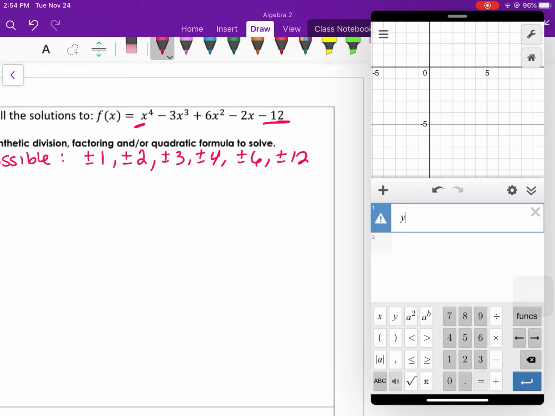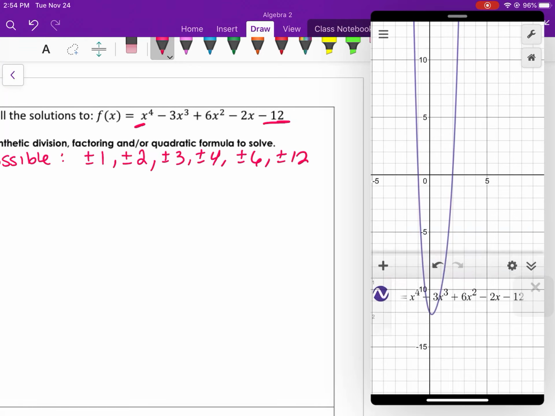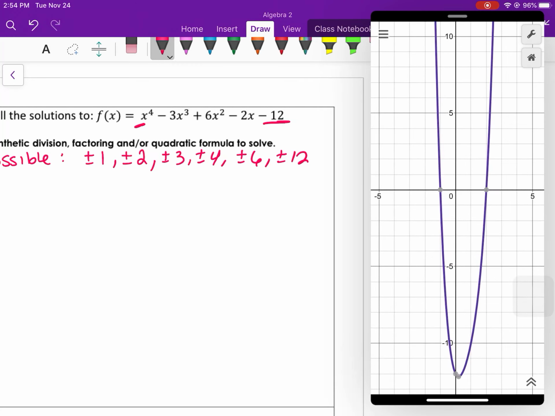So if we plug this in, y equals x to the 4th minus 3x cubed plus 6x squared minus 2x minus 12. So this is a quartic function. So we're going to need 4 solutions. It looks like it gives us 2 of the 4. It crosses the x-axis twice.